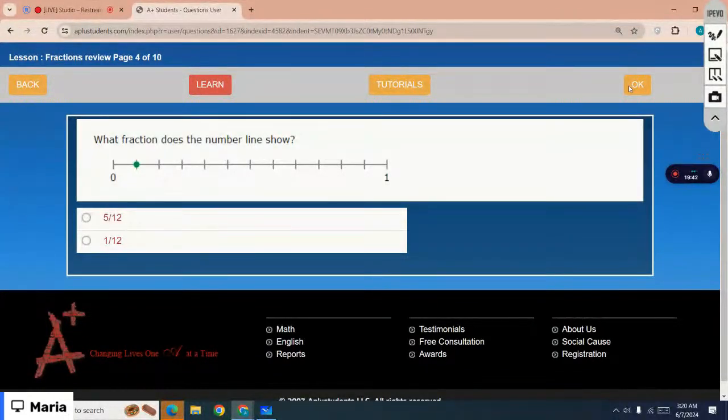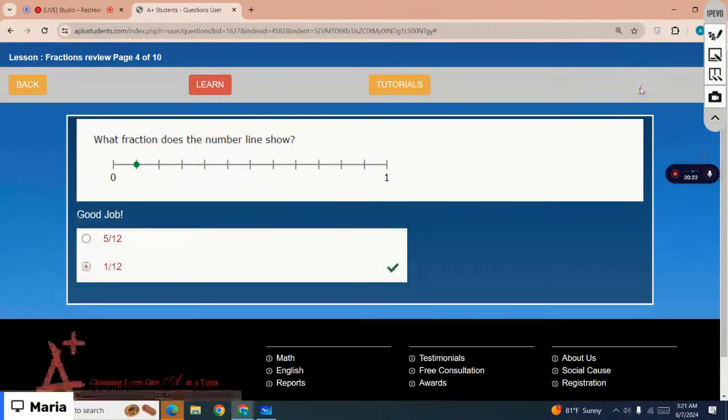What fraction does the number line show? So, which is the correct option? The correct option is 1 out of 12, because the total segments are 12 and the first one is green, so that would be 1 out of 12.